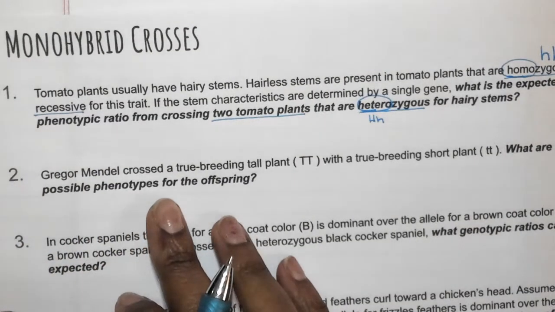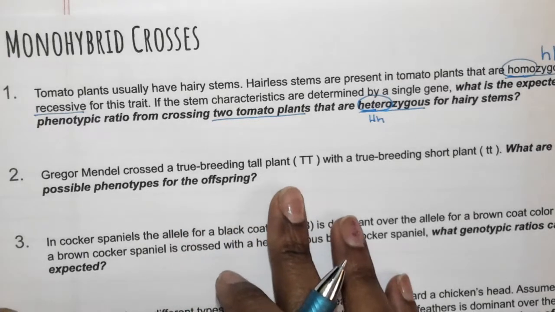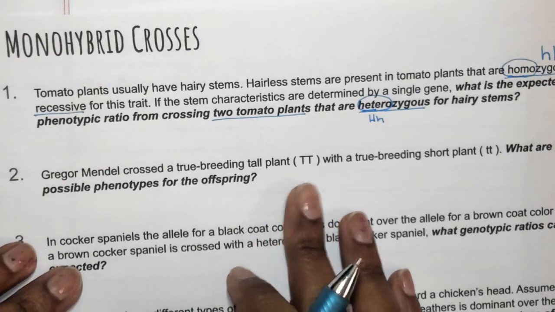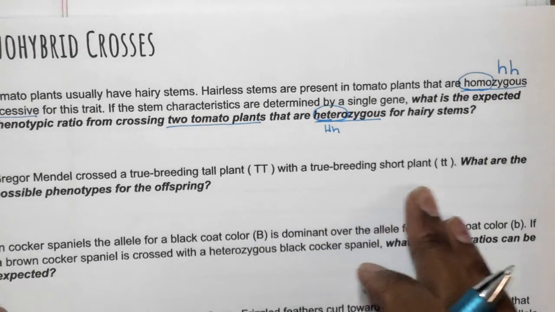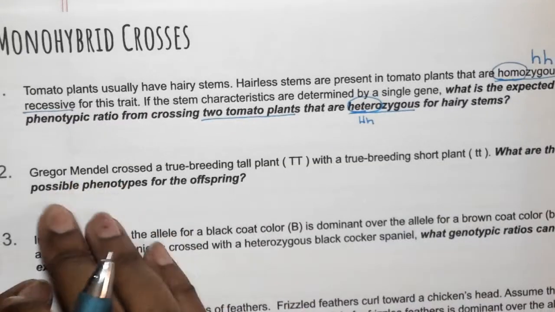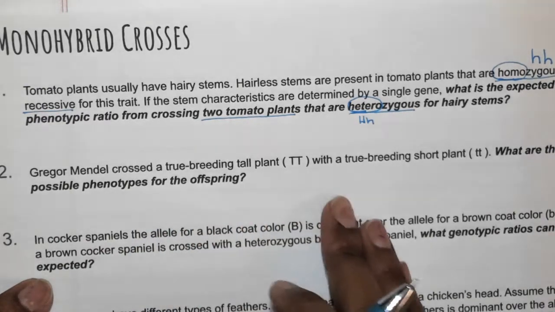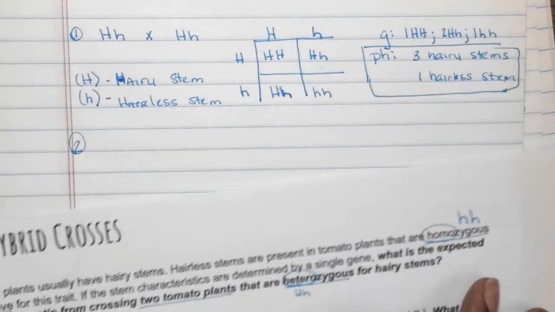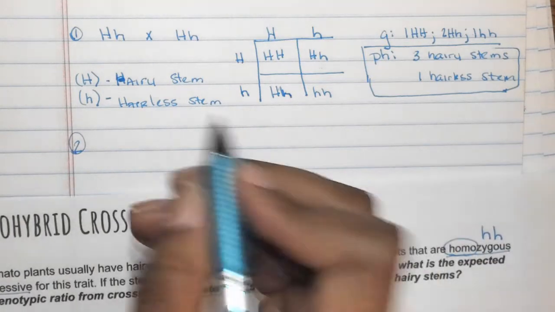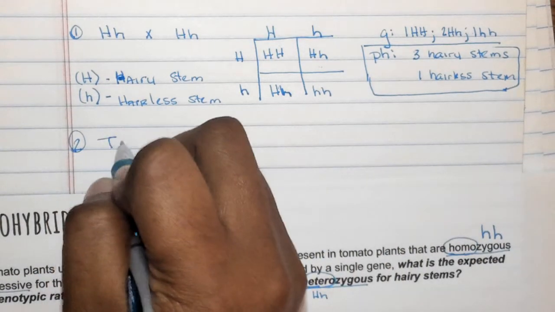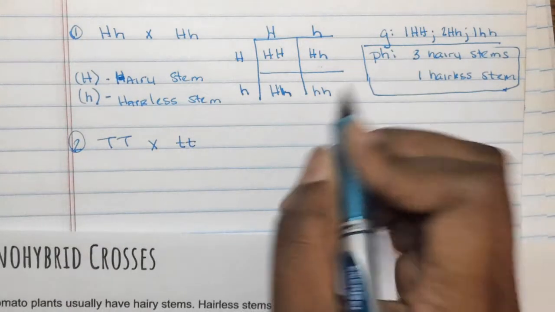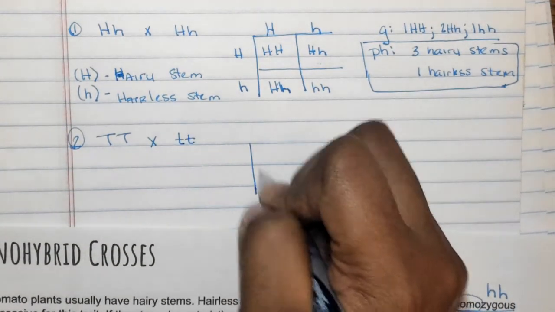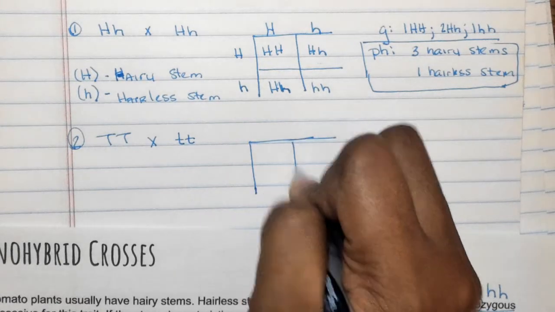Number 2 says Gregor Mendel crossed a true breeding tall plant, so a pure tall plant, homozygous, with a true breeding short plant. What are the possible phenotypes for the offspring? Well, it gives you the letters, so that's helpful. So a homozygous dominant cross with a homozygous recessive. That's the cross. I'm going to put it into the Punnett square.